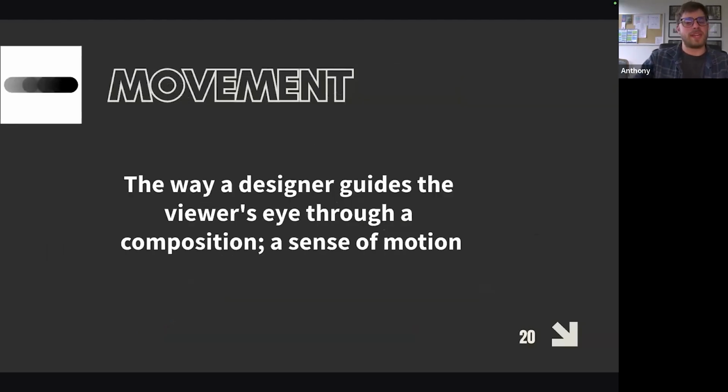Movement is the way a designer guides the viewer's eye through a composition. It's the path that your eye follows when you're scanning the design. In a still image, a sense of motion can be created using lines or blur, shapes and patterns that suggest direction and speed. You can see in my little design elements here that I've added for each one. I used a kind of blend technique that creates this sense of movement, and the gradient is helping to create that sense of movement as well.